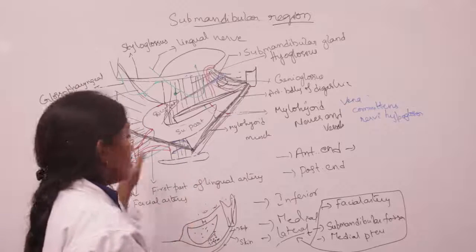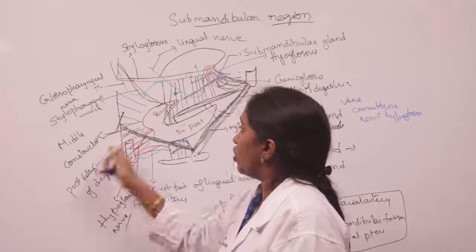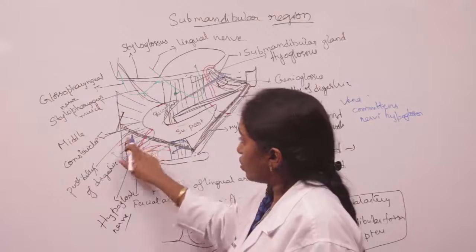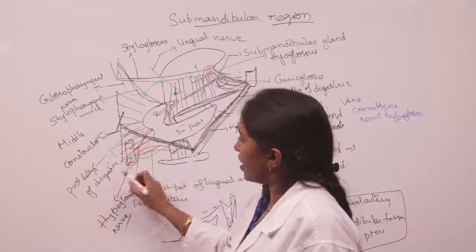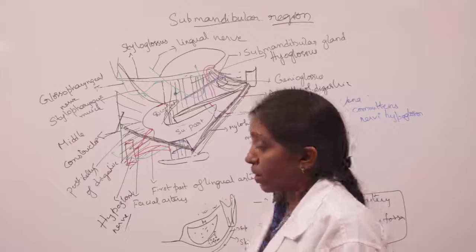Okay, and coming to the posterior part, it is related to styloglossus, stylopharyngeus, glossopharyngeal nerve, the middle constrictor of the pharynx, and also the posterior belly of digastric. It is related to the facial artery and the first part of the lingual artery.